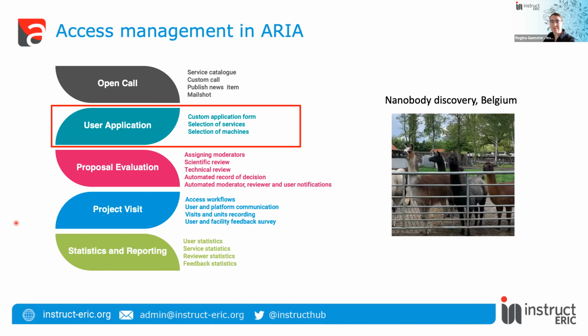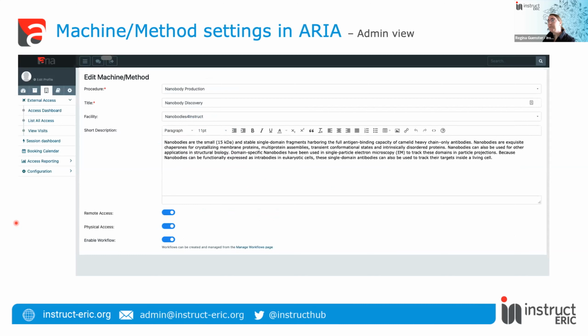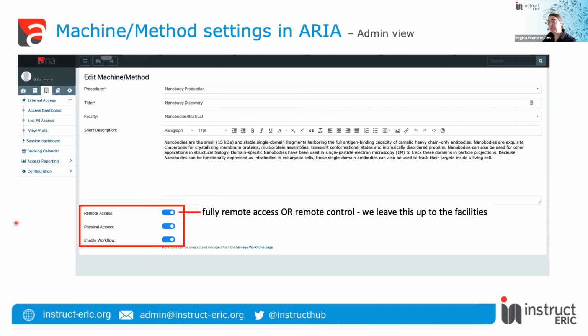I've mentioned before that we are linking users and administrators and facility organizers. So I'm going to slightly switch sometimes between what the center or facility manager sees and what the user sees, and how we're linking those. So in terms of service and machine selection, for each of the services in ARIA, there is a description and it gets registered. And what I want to point out here is that the facility has the option to choose whether it is remote, physical, or a combination of that.